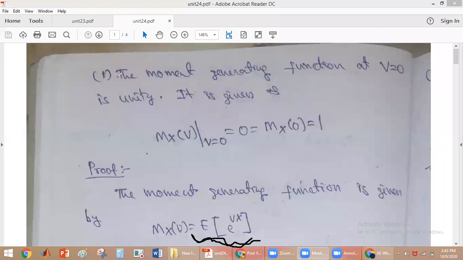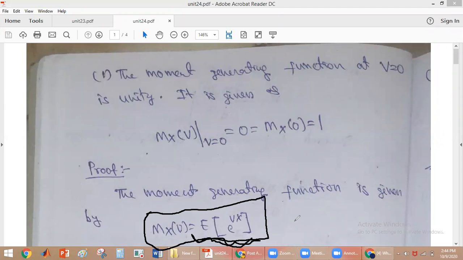So here we'll discuss the properties of the moment generating function. What is the moment generating function? The moment generating function is what we call M_X(v). M_X(v) is equal to the expected value of e power vX. It is called the moment generating function.